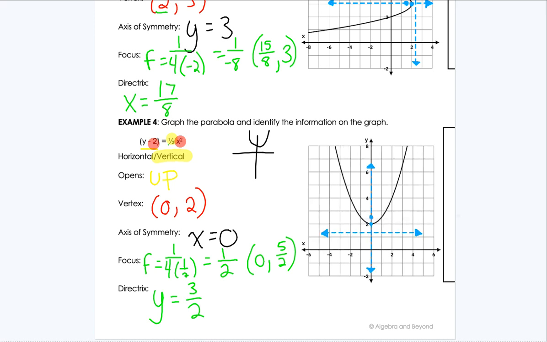So plotting that all on the graph would give me a graph that looks like this. I've got my vertex there at (0, 2). The focus is 1/2 above it. The directrix is 1/2 below it. And I've got my axis of symmetry going down the middle.